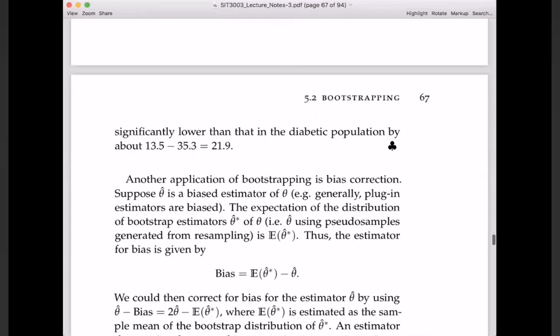Okay, any questions from you so far? Any questions about bootstrapping for hypothesis testing?